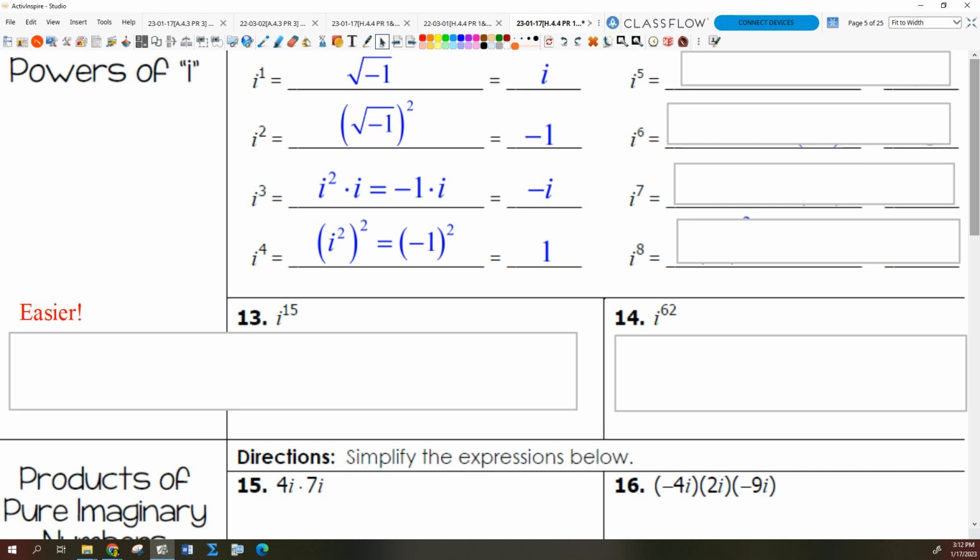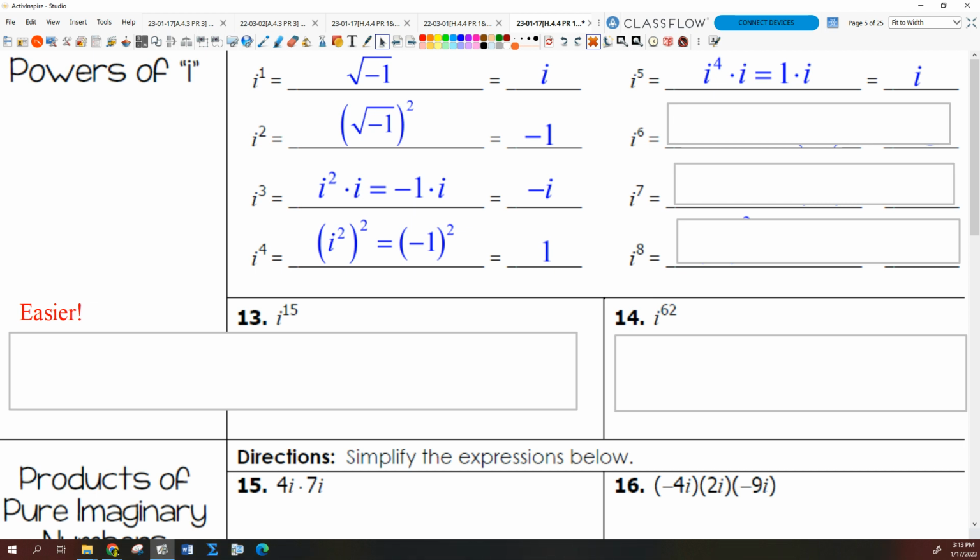Negative I times... Okay, you're right. So you did I to the 5th equals I cubed times I squared, right? Would there be an easier one to do? I to the 4th times I. It'd be 1I, wouldn't it? Because look, I to the 4th is always just equal to 1, right? So I to the 5th would just be I to the 4th times I to the 1. That's 1 times I equals I.